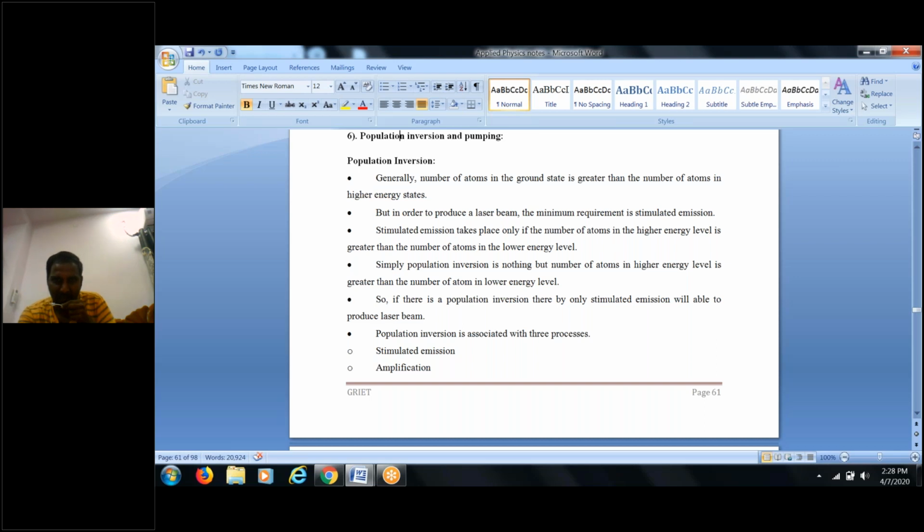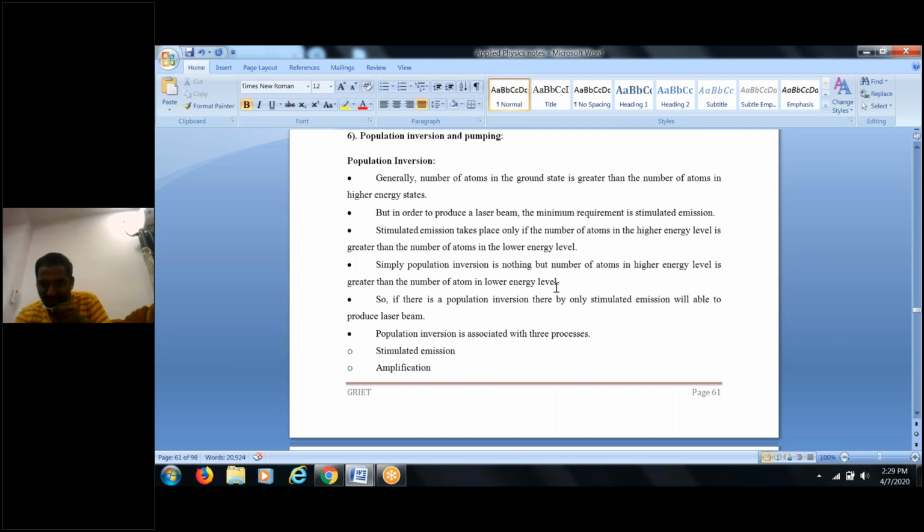So what is population inversion? The number of electrons in the higher energy level must be greater than the number in the lower energy level. Why is this required? In order to operate the process of emission, whether spontaneous or stimulated, we need more electrons in the higher energy level. More electrons there means more emissions, and more emissions mean more photons coming out. If more photons are coming out, then what happens? We get continuous light.